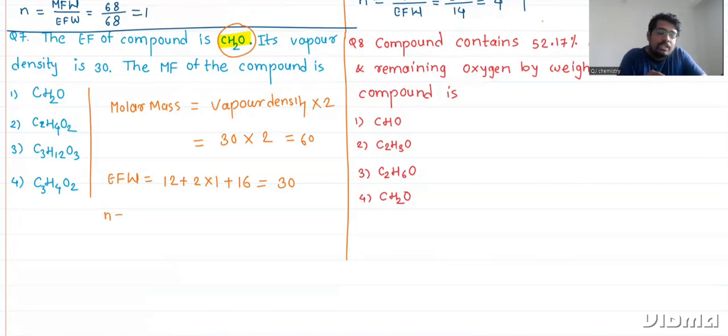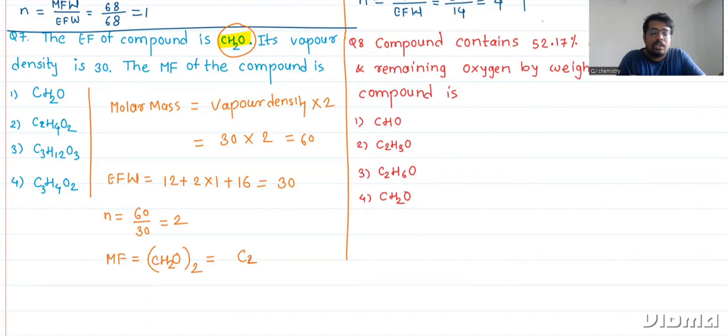Now find the value of n, which is equal to molecular formula weight divided by empirical formula weight. Value of n is equal to 2. So molecular formula of the compound is empirical formula multiplied by 2. So the molecular formula of the given compound is carbon 2, hydrogen 4, oxygen 2, right? C2H4O2.